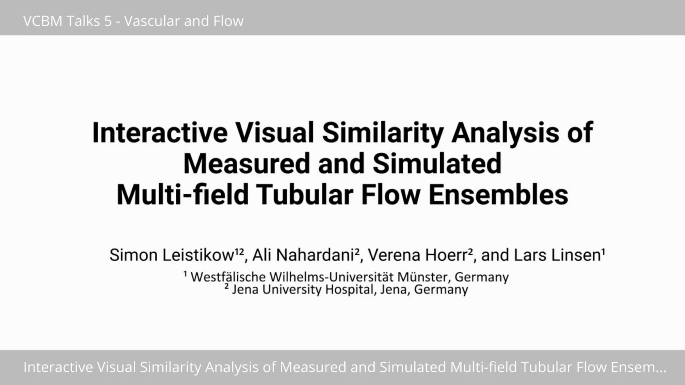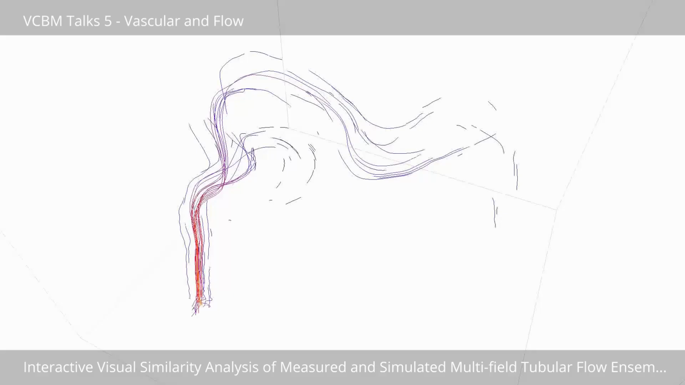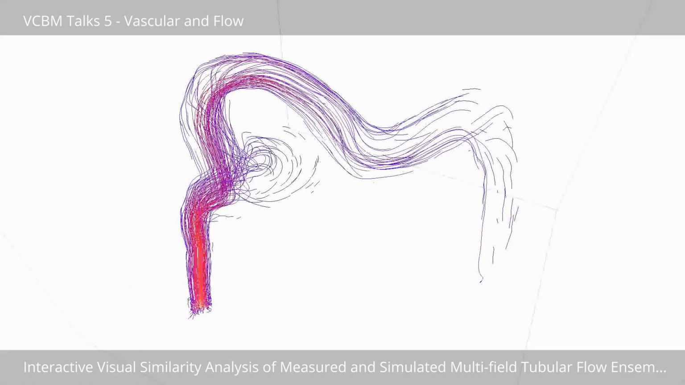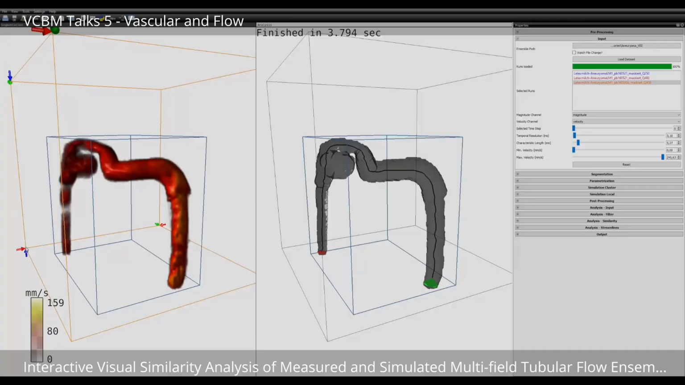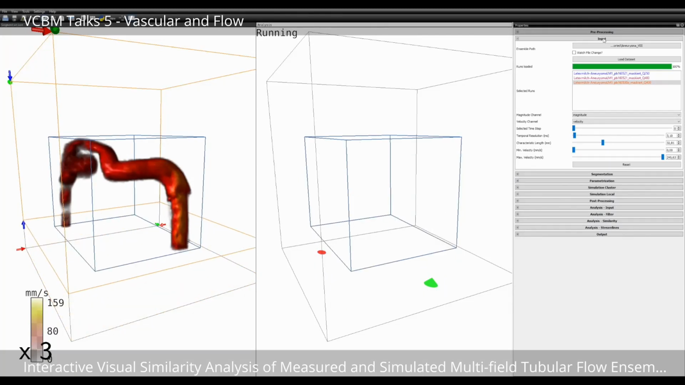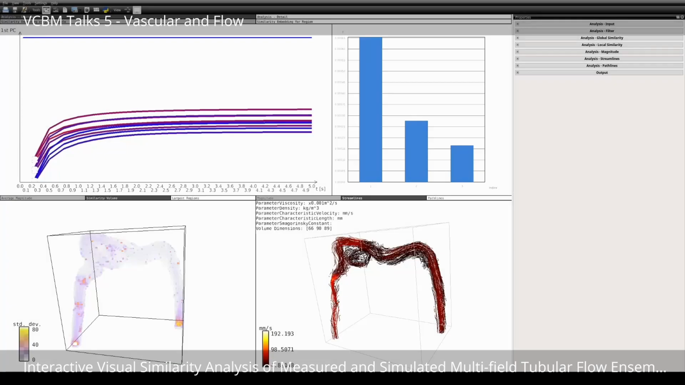an optimal treatment. Measurements and simulations are widely used to generate multi-field ensembles of tubular flow. Combining both domains might eliminate the respective drawbacks, such as low resolution or choosing good simulation parameters. We use our novel similarity measure to create a low-dimensional embedding for such ensembles. Similarity between measurements and simulation runs can be assessed by our overview visualization.